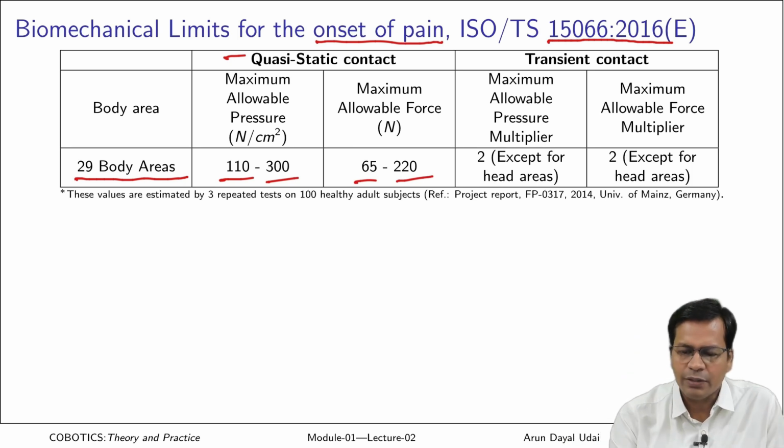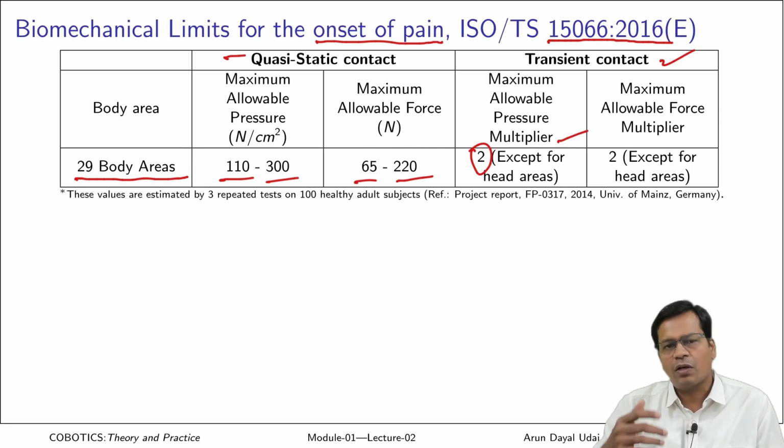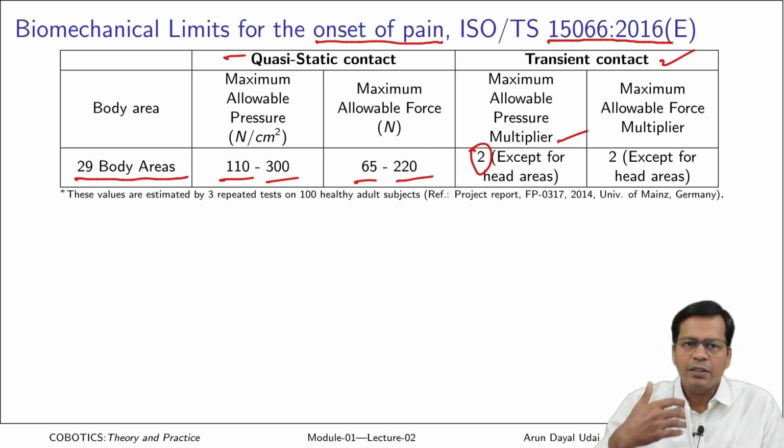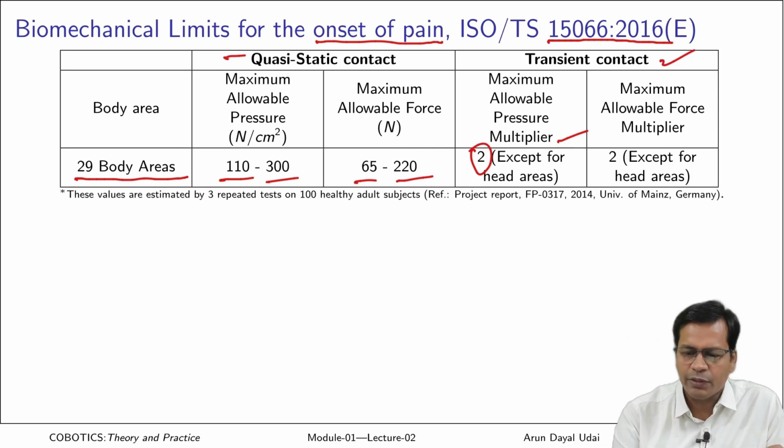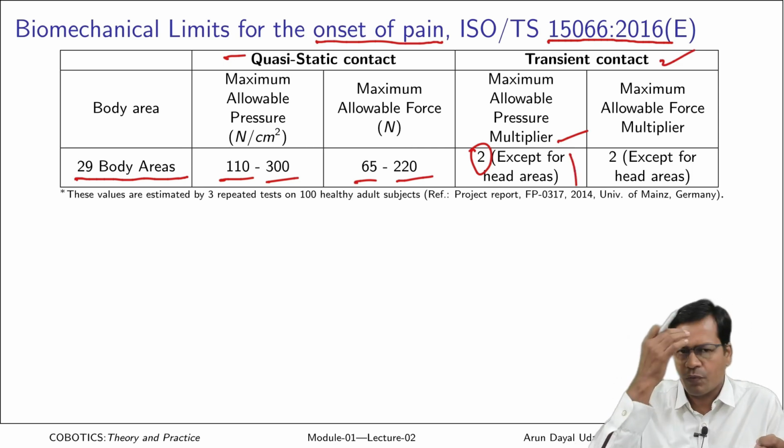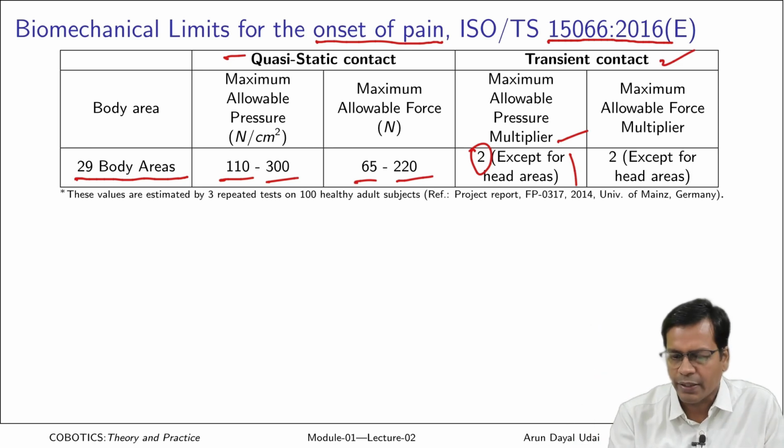And same in case of transient contact, the maximum allowable pressure multiplier is 2 times, except that transient contact should not happen in the head areas, okay, the areas related to the head like face or forehead or skull. And same for the maximum allowable force multiplier, it is 2 times except for the head areas.